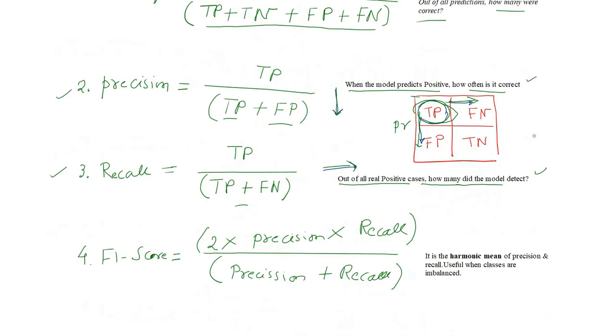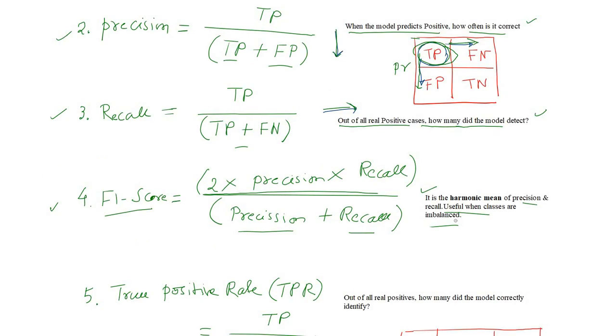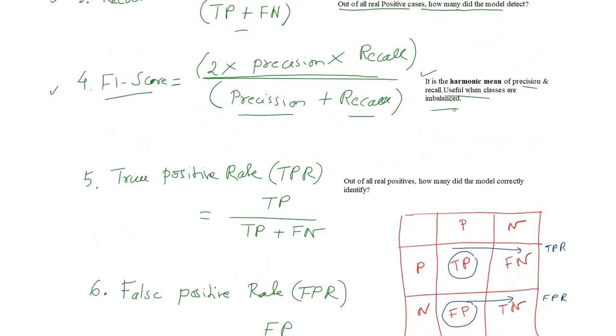Now we can compute the F1 score. The F1 score is defined as twice the precision times recall divided by precision plus recall. It measures the harmonic mean of precision and recall, and is useful when classes are imbalanced. So when the classes are imbalanced, we consider the F1 score.